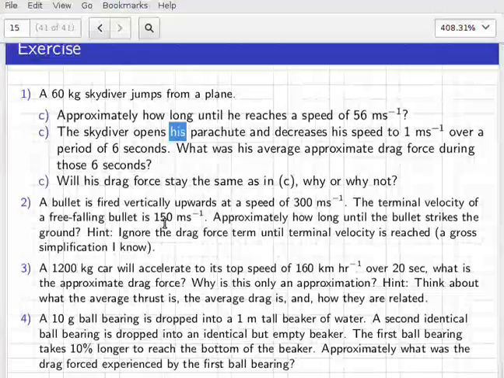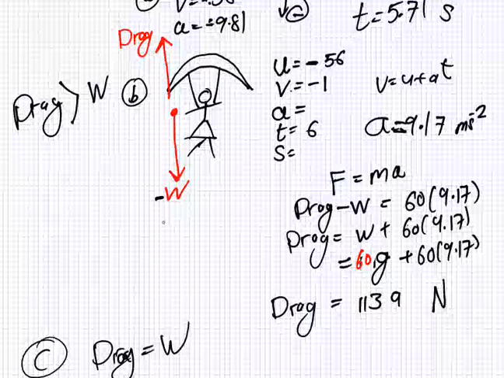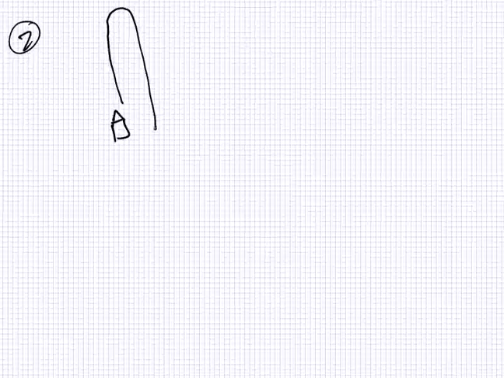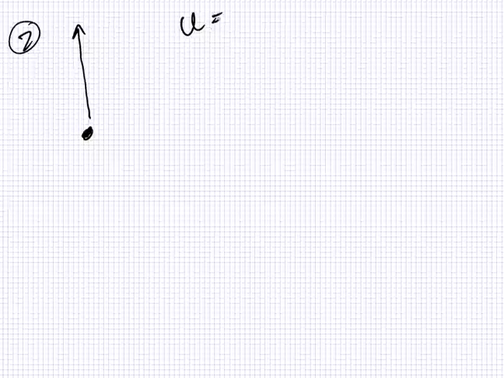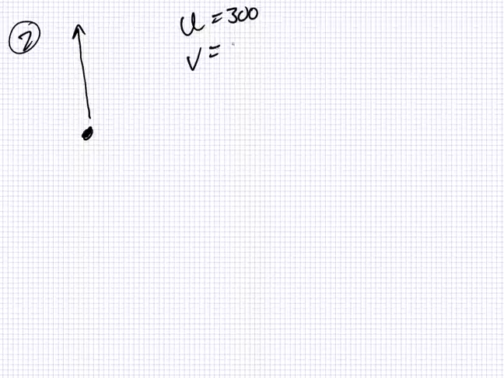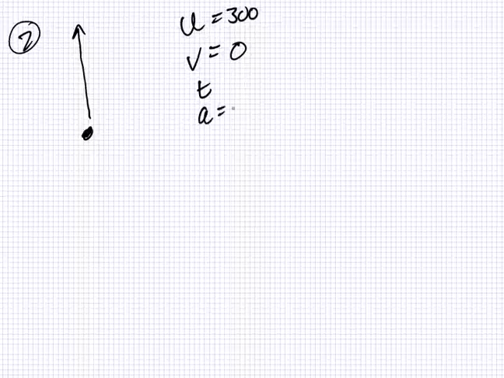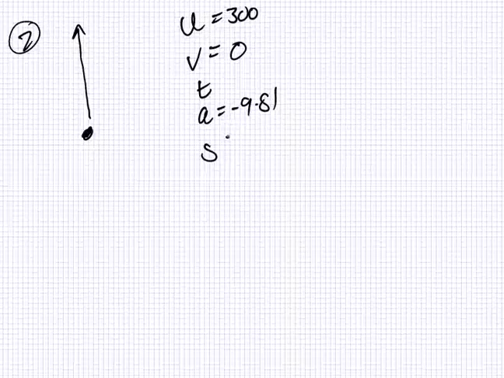Why drag minus weight? Well, up is plus and down is negative. So for example, if this was 10 newtons and this was 11 newtons, what's the total? Is it 21? It's one up or one down? One down. So it's 10 minus 11. Okay. What's your question?